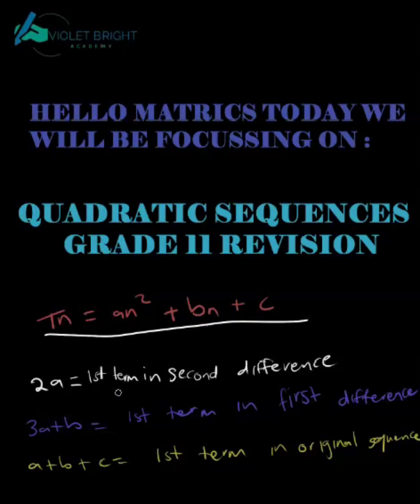So 2a is equal to the first term of the second difference, 3a plus b equals the first term of the first difference, a plus b plus c equals the first term of the original sequence.